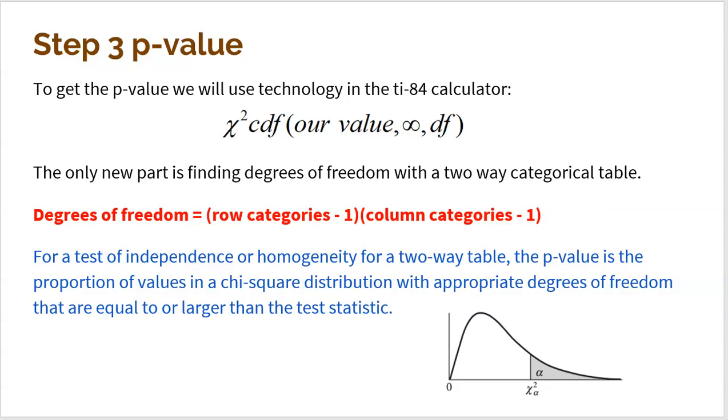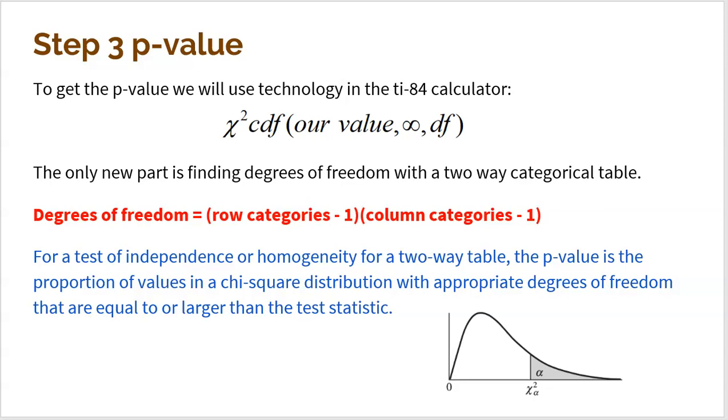Just be careful you don't include the totals. The row total and the column total do not count as categories. So you're actually talking about the individual categories of the categorical variable for each rows and columns, minus 1 each, and then multiply those together.